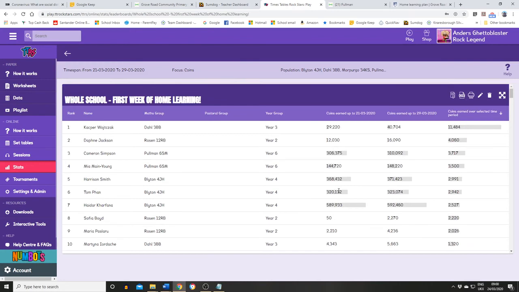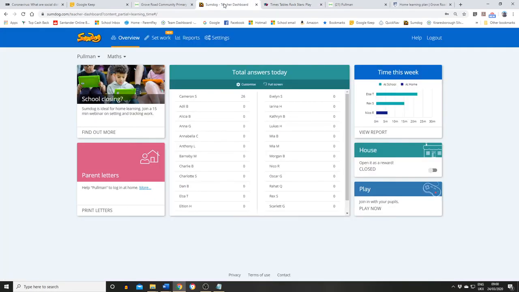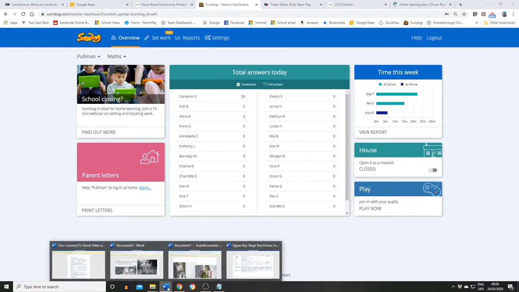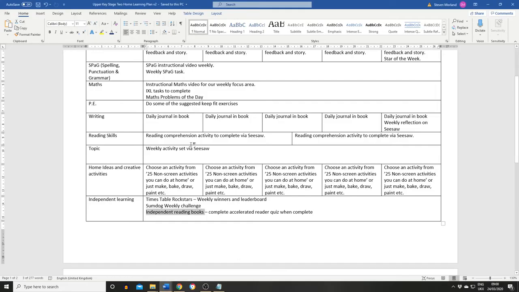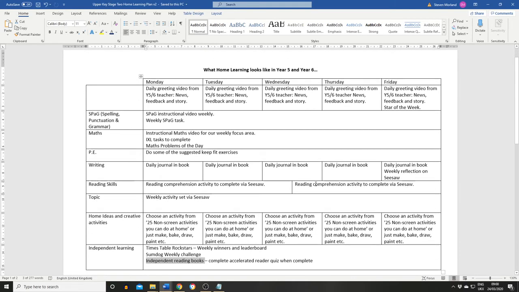I think some of the classes are going to set up rock battles today. Sumdog. Cameron's been on today already. Well done, Cameron. I can see Nico's had a go yesterday from home. So well done, Nico, for that. So that's a quick tour through the things that you can be doing. Don't feel pressured to do everything. Just do what you can. Have a go at a few things. Get the feedback to me. I'll try my hardest to get feedback to you in a timely fashion.